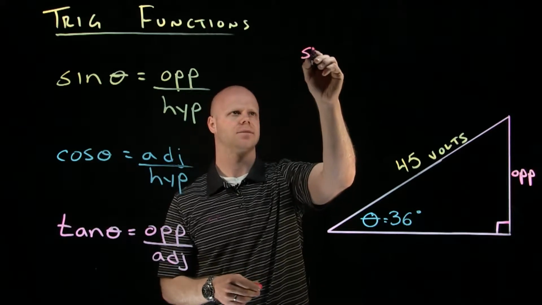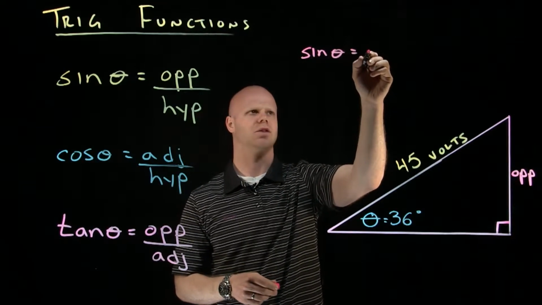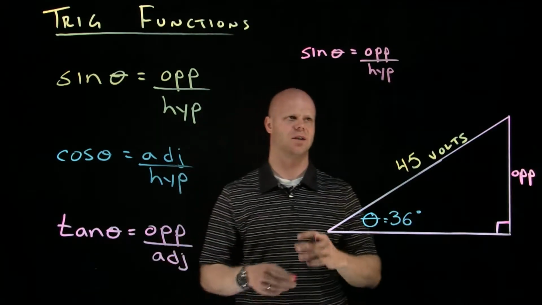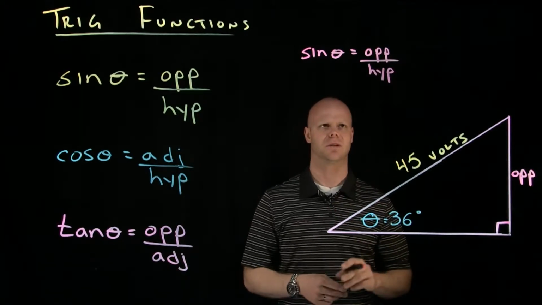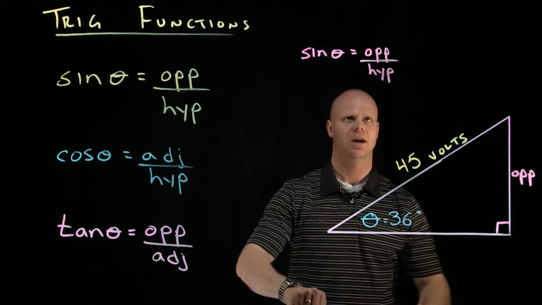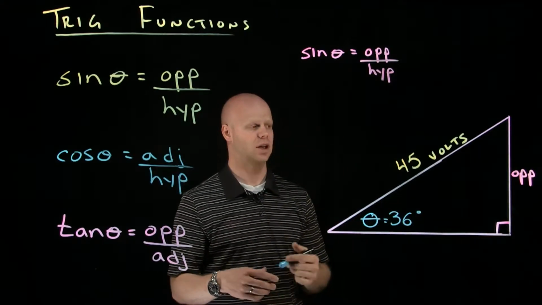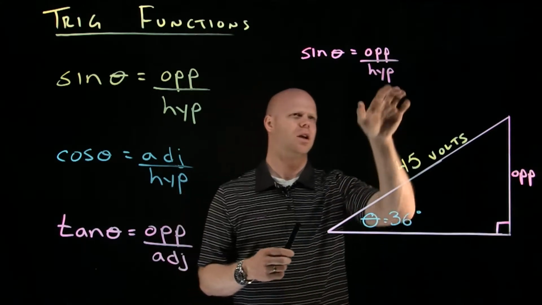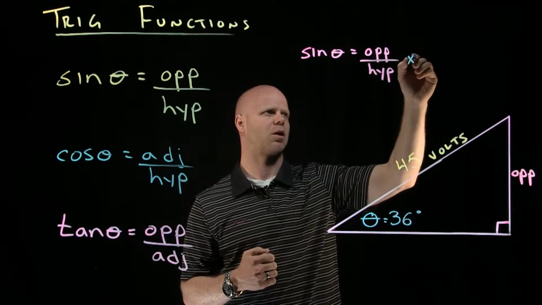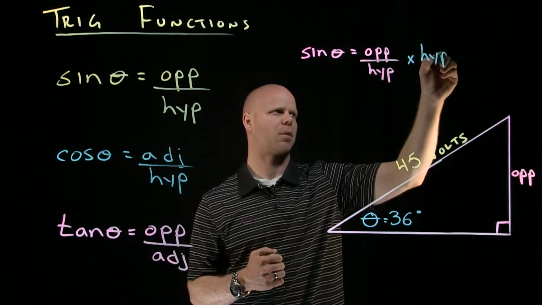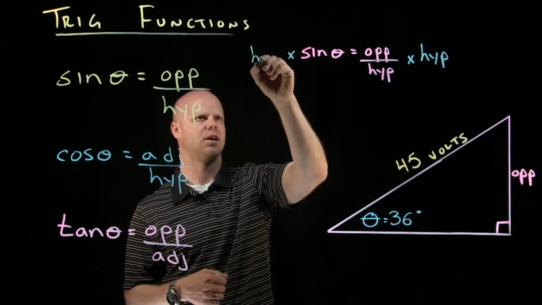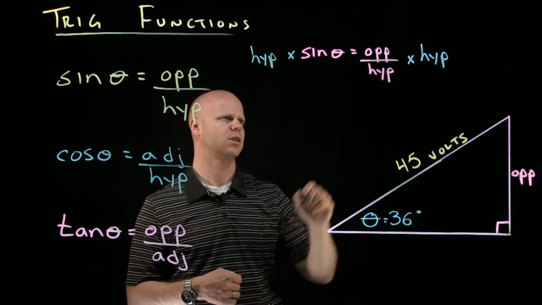So sine theta is equal to opposite over hypotenuse. And I always like to write it down, just to make sure that I'm always following the proper steps. So now I'm looking to solve for my opposite. So the first thing I need to do is I'm going to need to transpose this formula. Opposite is being divided by hypotenuse. So the opposite of division is multiplication. So I will multiply this side by my hypotenuse. What I do to one side, I have to do to the other. So I will multiply this side by my hypotenuse.